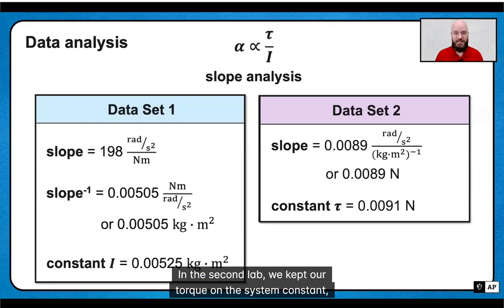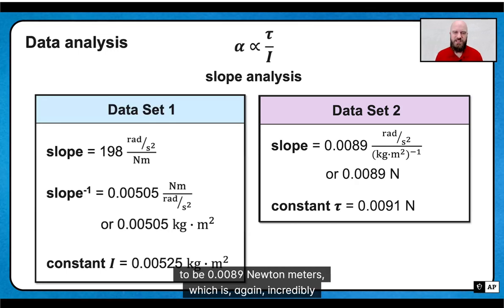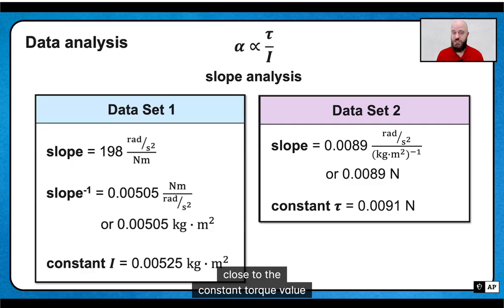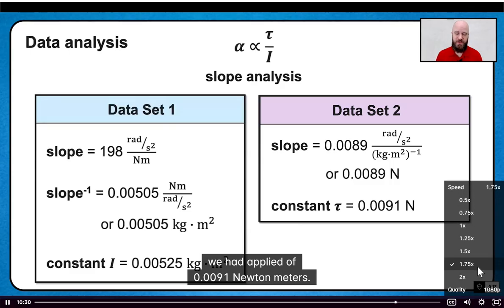In the second lab, we kept our torque on the system constant while varying the rotational inertia. So we graphed angular acceleration versus the inverse of rotational inertia. We calculate the slope of that line. It comes out to be 0.0089 Newton meters, which is again incredibly close to the constant torque value we had applied of 0.0091 Newton meters. What does this all tell us?